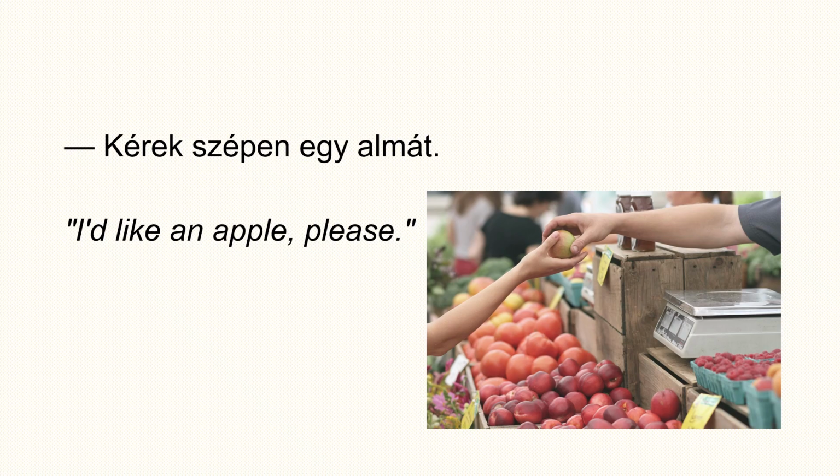Why is this important in Hungarian? In Hungarian, the object is very important because it gets a special ending. Let's look at this sentence. Kérek szépen egy almát. Kérek means I ask for something, which requires an object. Here the object is apple, so alma takes the object suffix, which is t.